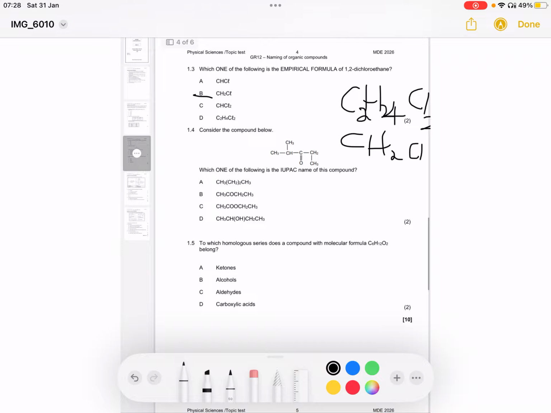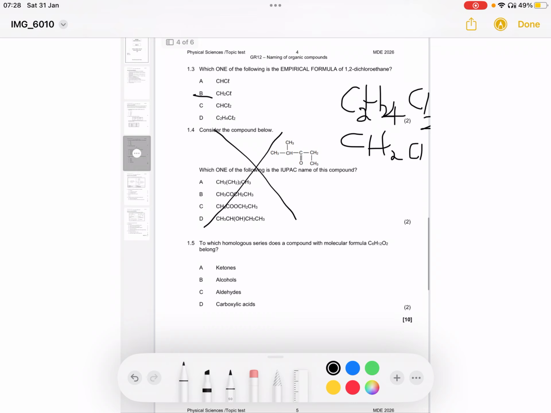Right, then 1.4, consider the compound below. Write down which one of the following is the IUPAC name of the compound. Well, I checked this question out, analyzed it, and it doesn't align with what's given as the option, so we just cancel out this one. I think they wanted to say write down the structural formula, or it was a mix-up of two questions.